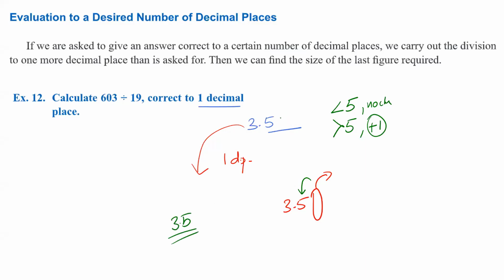But suppose the number was 3.87. Now here the number next to the one to be dropped is 8. 8 is what? Greater than 5. If it is greater than 5, I should add 1 here. So if I add 1, the answer will be 3.6. So that is the general idea. This totally we call rounding off.